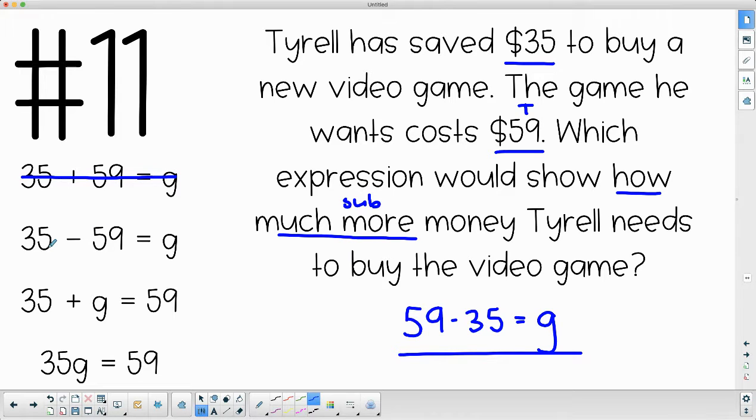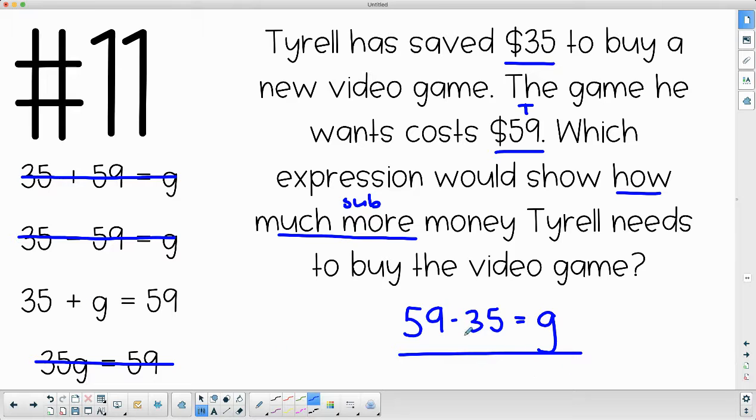I can't do 35 minus 59. That will give me that I need a negative amount of money still. It's not that one. So here we have $35 plus some other amount will equal 59. So could be, I'll come back to that one. Here we have 35 times G. So you don't need to do that 35 times. So it's not that one.